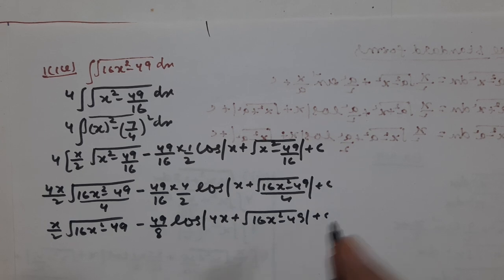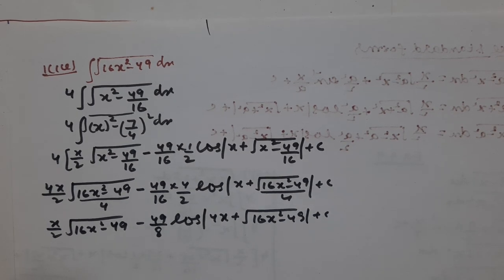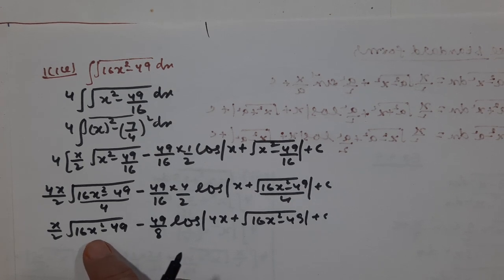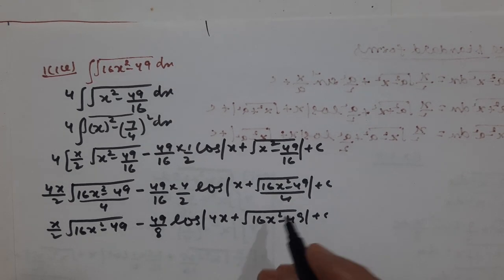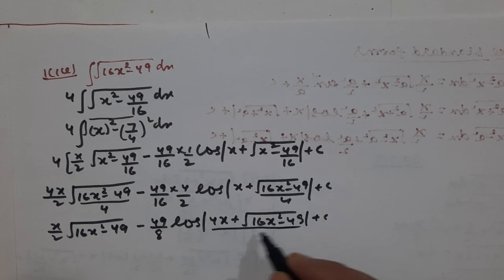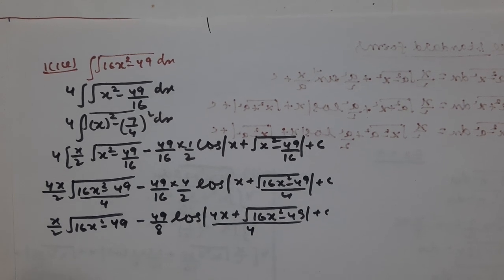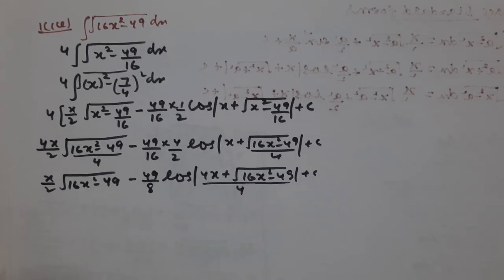So students, this is the required solution of this question. So x upon 2 under root 16x square minus 49 minus 49 by 8 log upon 4. So I hope this is clear to you students.